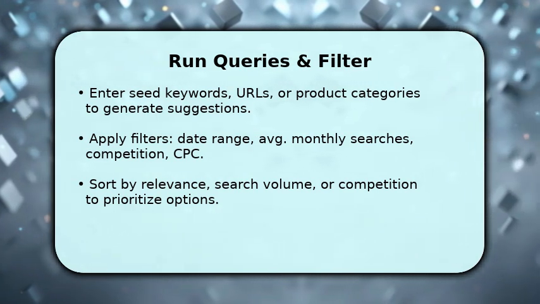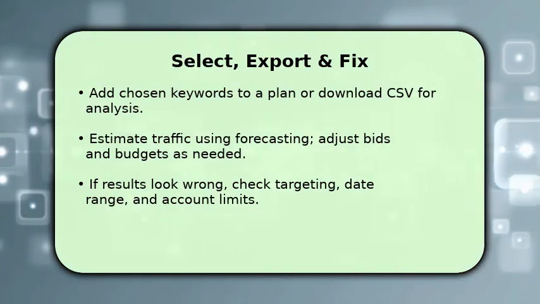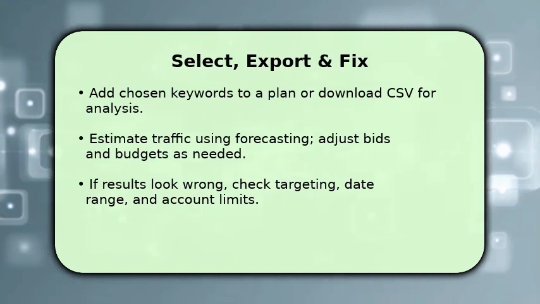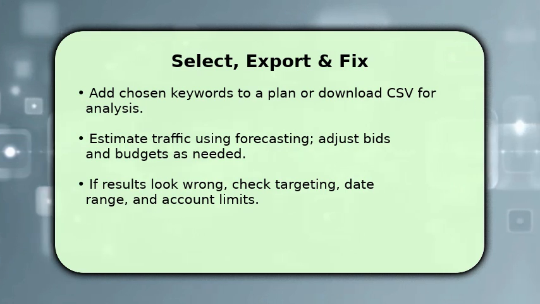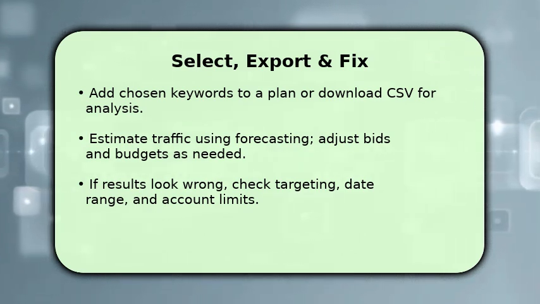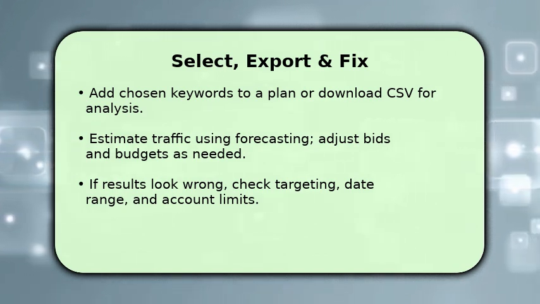You're almost done. Add selected keywords to a plan or export the CSV for deeper analysis. Use the forecast tool to estimate clicks, impressions, and cost based on proposed bids. This helps you set realistic budgets. Once the plan looks good, download and import into your campaign.